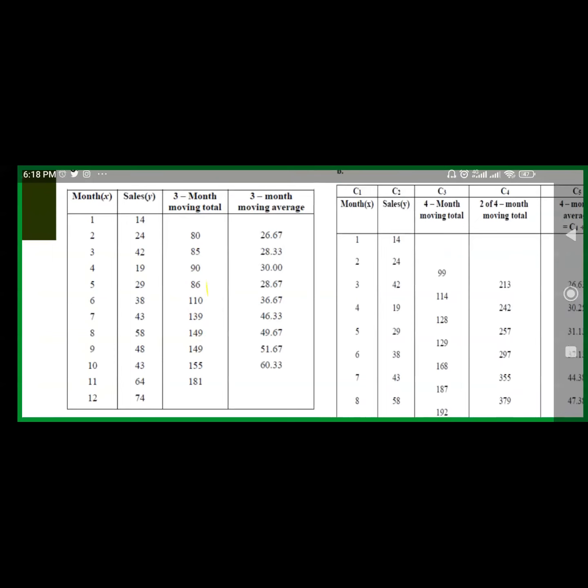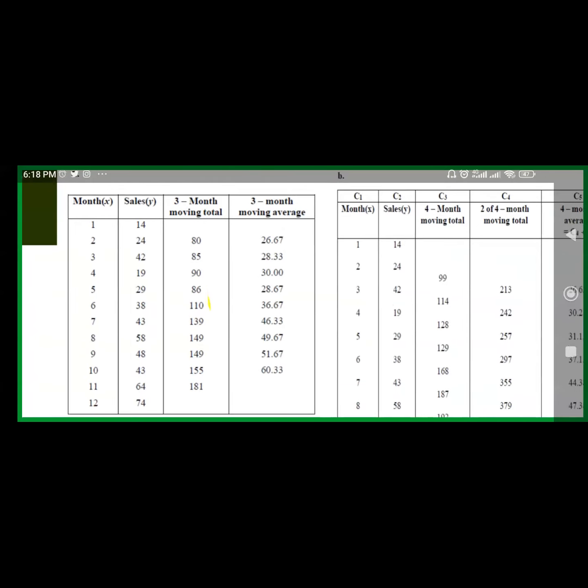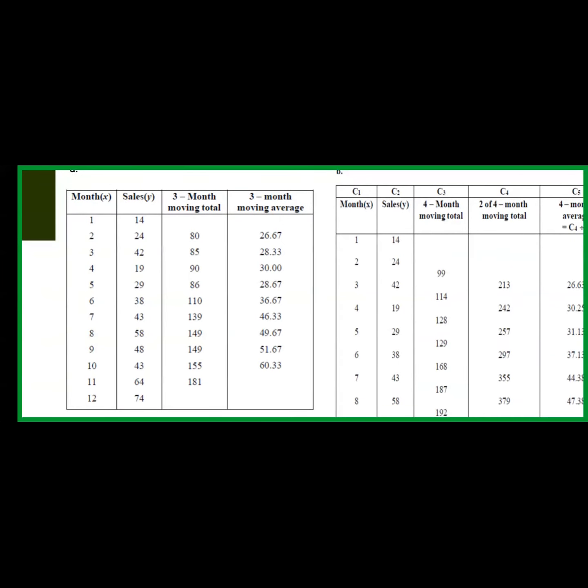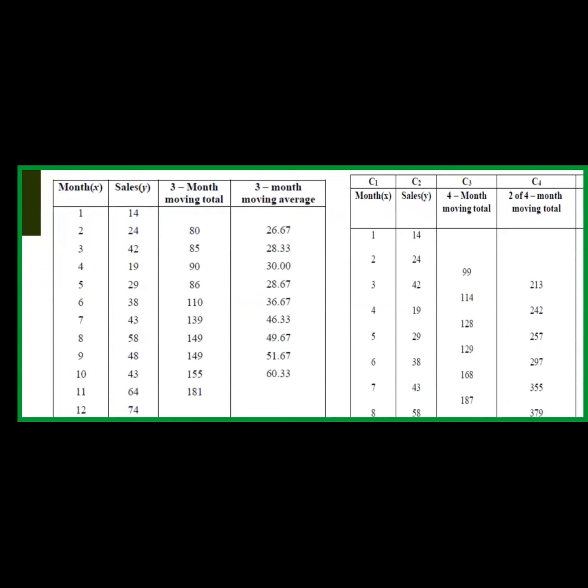So the first one is moving average of 3, and the second one is moving average of 4. So let's see this moving average of 3. The first step is to create a table. Please follow as I'm saying. The moving average of 3, we have what? Month, which is X. We have 1 to 12. We have Y, which is sales. We are just writing the question back here.